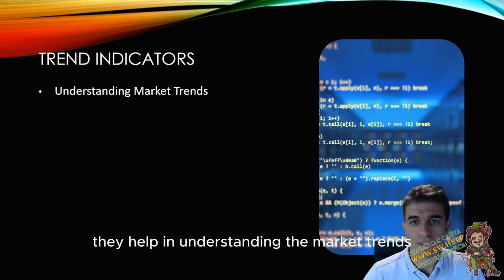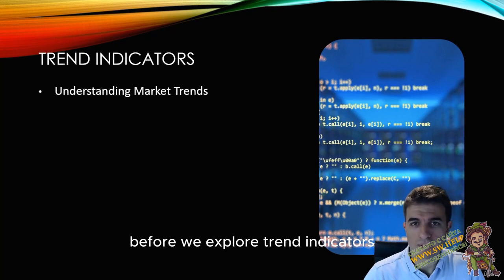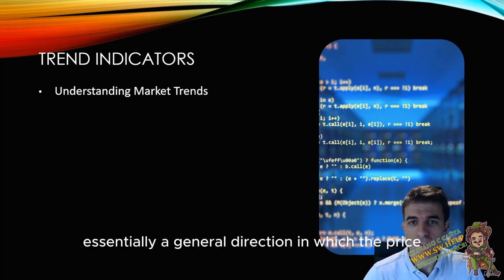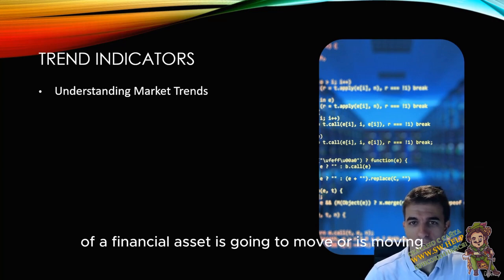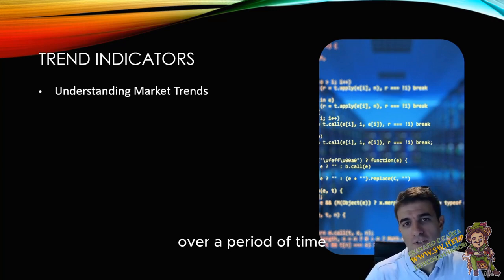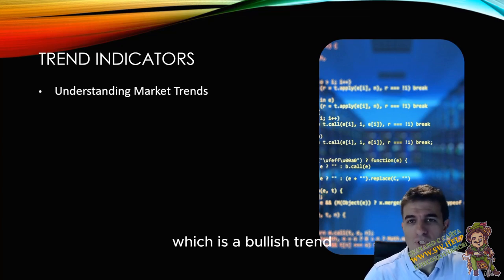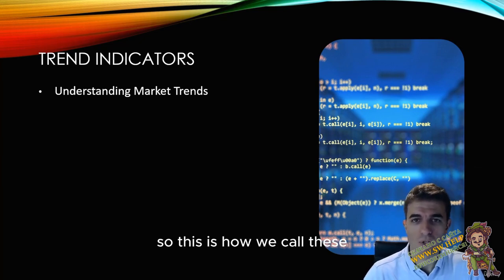So these indicators help in understanding the market trends. Before we explore trend indicators, let's clarify what market trends are and why they are crucial to traders. A market trend is essentially a general direction in which the price of a financial asset is moving, or is going to move, over a period of time. This direction can be either upward, which is a bullish trend, or downward, which is a bearish trend. This is how we call the bull and the bear.